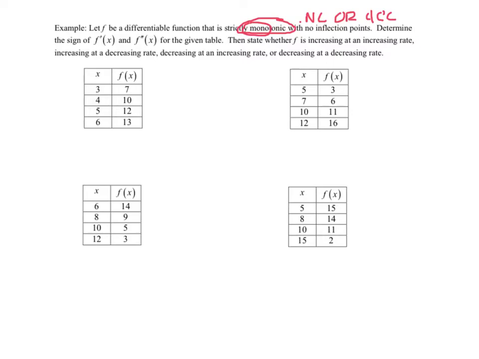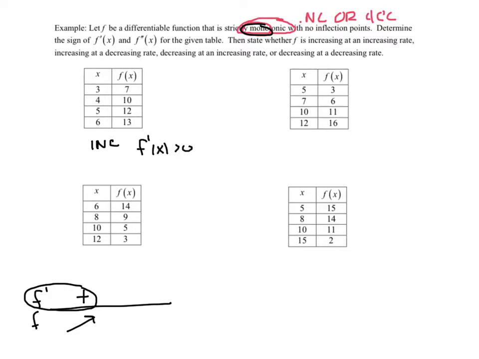So this is actually fairly simple. Basically, I need to determine if my function is increasing or decreasing first. And I think if you just look at the y values, that should give it away. If I went from 7 to 10 to 12 to 13, I would say that this function is strictly increasing, and I know strictly because of the word monotonic up there. Now, think about your sign chart. If I label this f prime and f, and I put a plus sign here, that told me f was increasing. That meant your first derivative is positive. So if I know my function is increasing, I automatically know f prime of x is greater than 0.